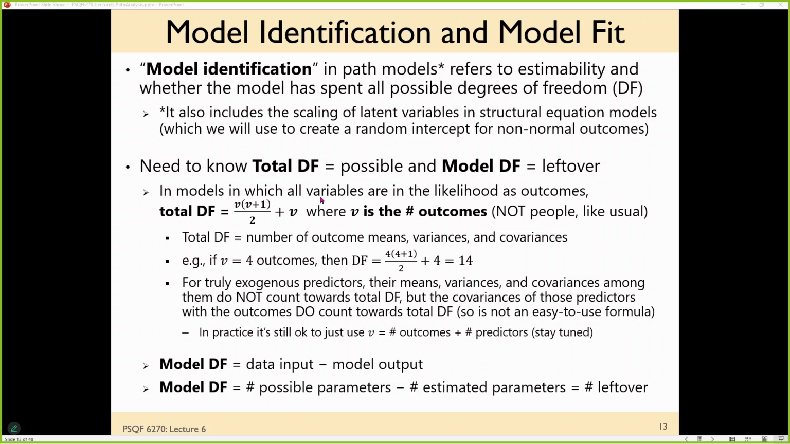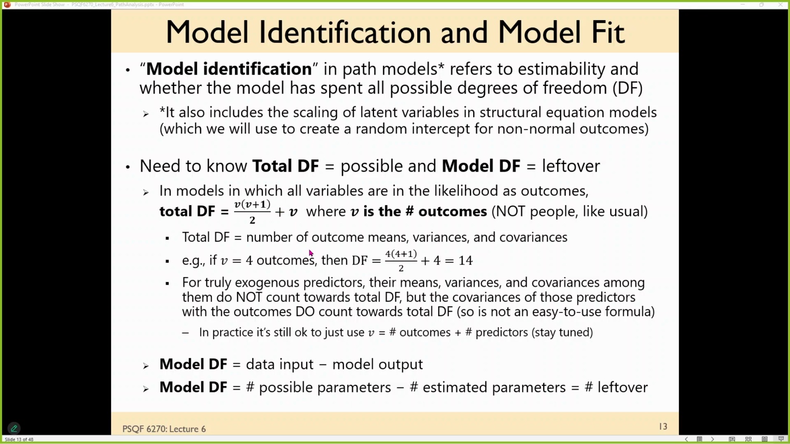Total degrees of freedom then. This is the number of possible parameters that you can put in your path model. And it comes from this formula. V is the number of variables. V times V plus 1, in parenthesis, divided by 2 gives you the total number of variances and covariances among those variables. Plus V then adds in the number of means. So every variable has a mean, every variable has a variance, every pair of variables has a covariance. And this is how you can figure out how many those are.